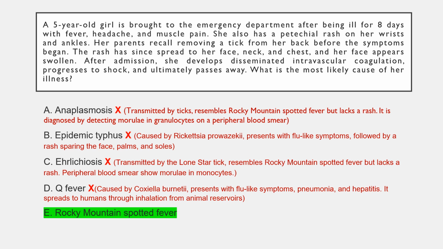And option D is incorrect as Q fever is characterized by flu-like symptoms followed by pneumonia and hepatitis. The causative agent is Coxiella burnetii, which is present in animal reservoirs such as cattle, sheep, and goats. Humans acquire the infection by inhalation.